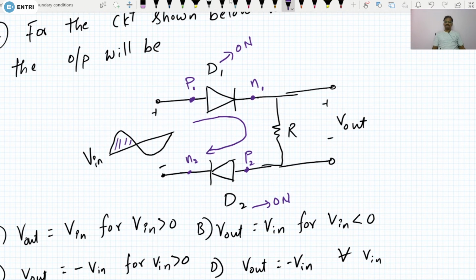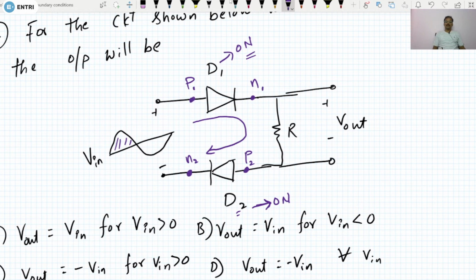So during positive half cycle, D1 will go to on state and D2 will also go to on state, right? Why here? Because here N2 will be at a lesser potential. During positive half cycle, N2 will be at lesser potential. So cathode is at lesser potential than the anode side. So that's why this diode will go to on state during positive half cycle.